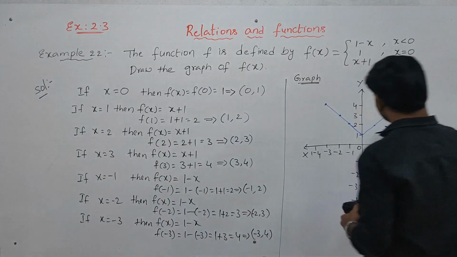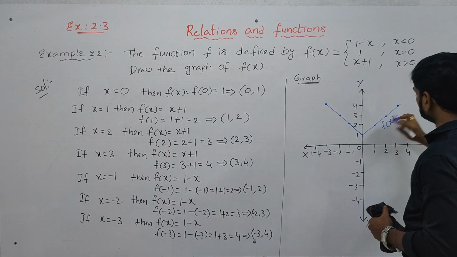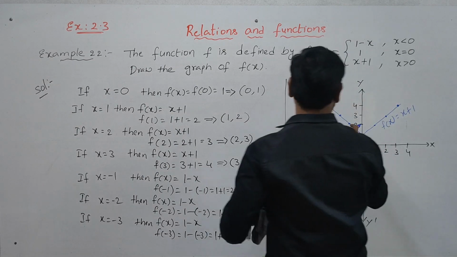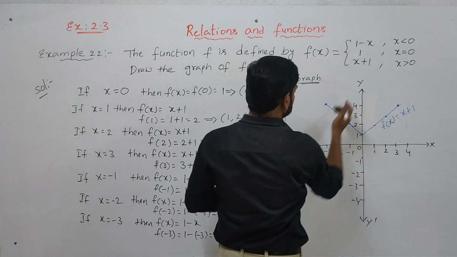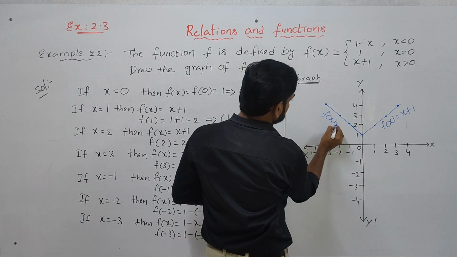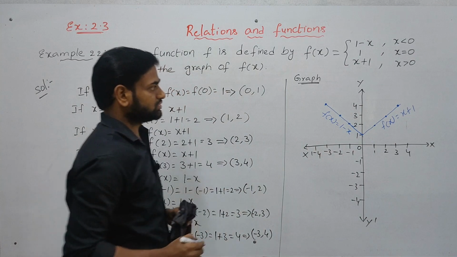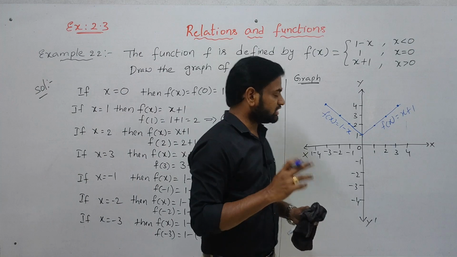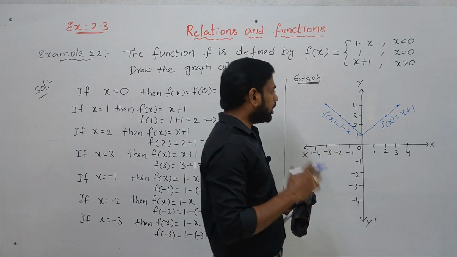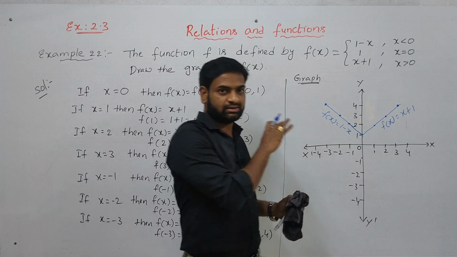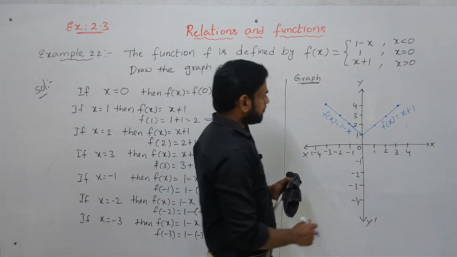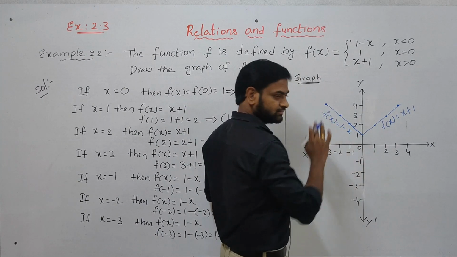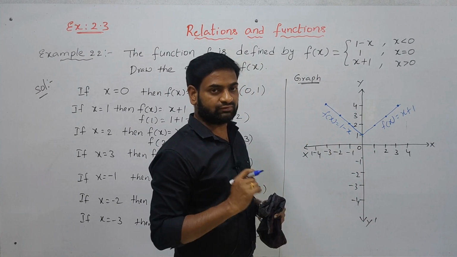So it is which one? It is f of x is equal to, this is positive side. Positive side means x plus 1. And this line is negative side. So it is 1 minus x. So f of x equal to 1 minus x. So it is the graph for this function. One thing you observe here, modulus function also same like this one, but modulus function meets at the origin, but for this function it meets at 1. Remember the difference.